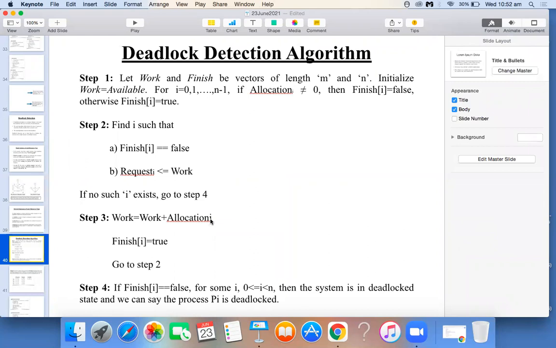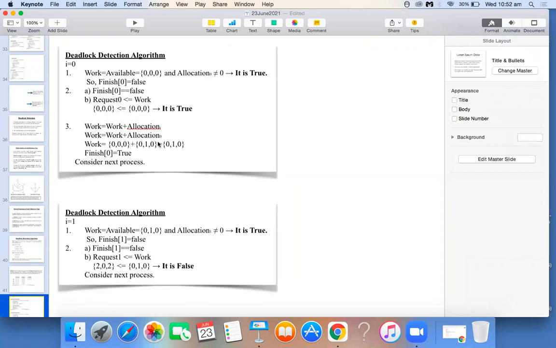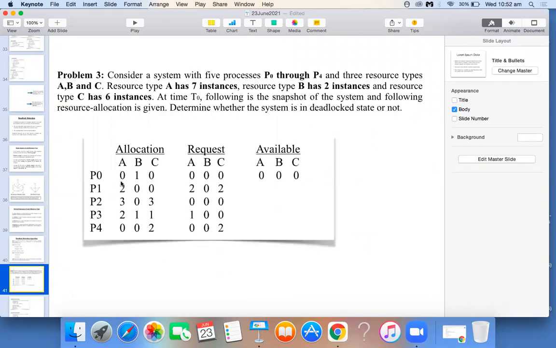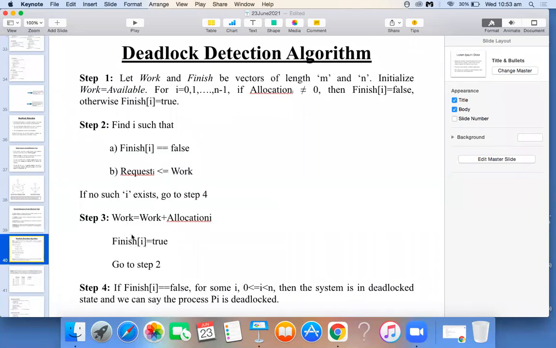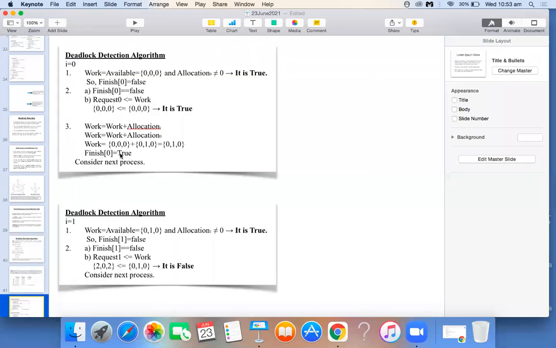Work is equal to work plus allocation of I. That is step number 3. So work is equal to work plus allocation of 0. What is allocation of 0? 0, 1, 0. So use that here: 0, 0, 0 plus 0, 1, 0. When you add both, you get 0, 1, 0. That is your new work. So make finish of 0 is equal to true, according to your algorithm. Finish of I is equal to true, so that's why we are making finish of 0 is equal to true.